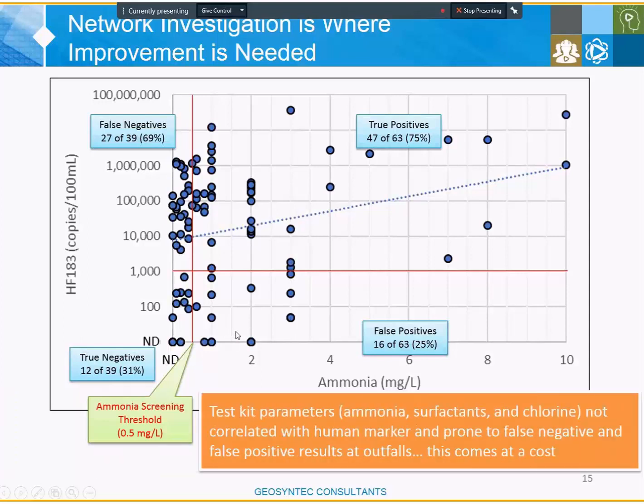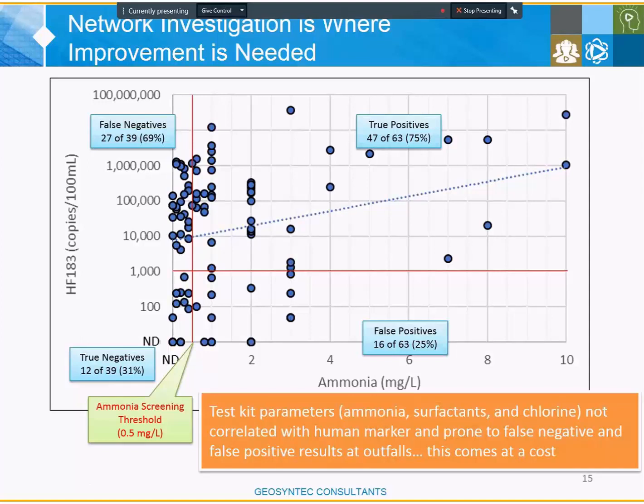So that means this is coming at a cost to their program, a cost in terms of labor effort. And even though the ammonia test kits are much cheaper than HF183 per sample, the labor cost makes up for that difference, that cost loss, and it also means that the program isn't as effective as it could be. It's not yielding complete abatement of human waste in their discharge, which is a goal of the cities.